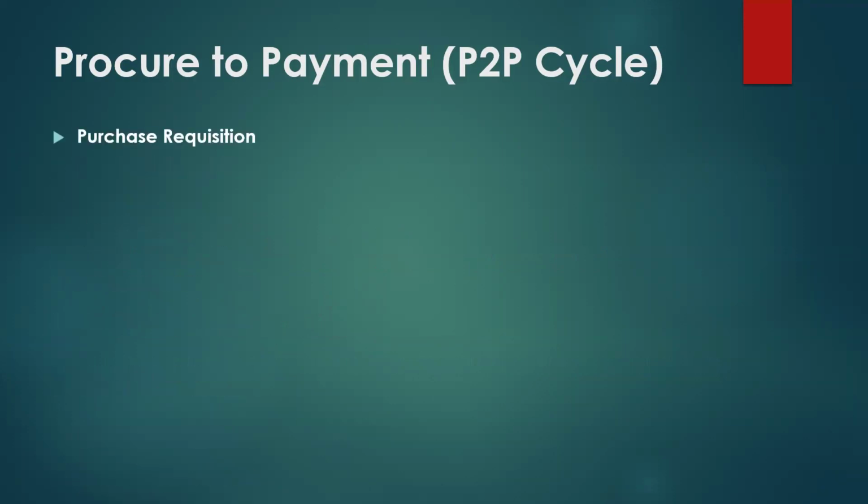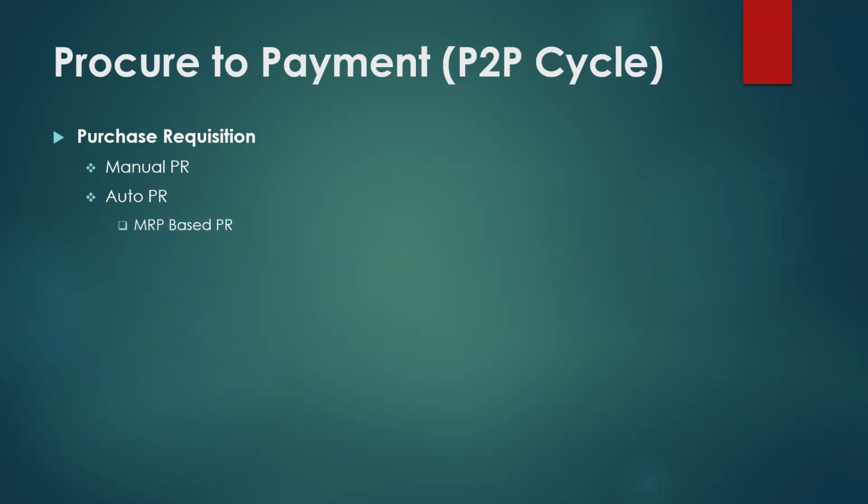In procure to pay, the first step is purchase requisition. Material management will start with the purchase requisition. Purchase requisition is nothing but the purchasing team, after checking whether the material is available or not from plants or storage locations, raising a requisition. Basically, requisitions are of two types. One is manual PR, manual purchase requisition. Another one is auto purchase requisition.